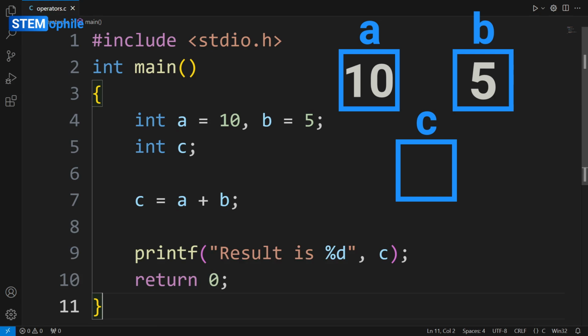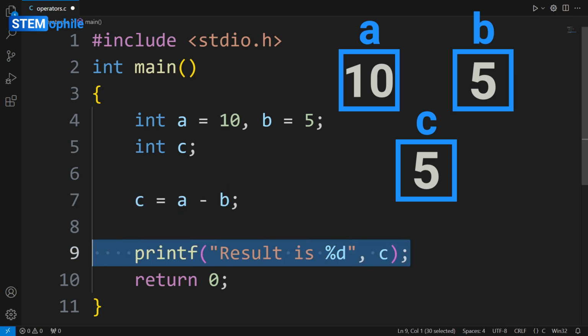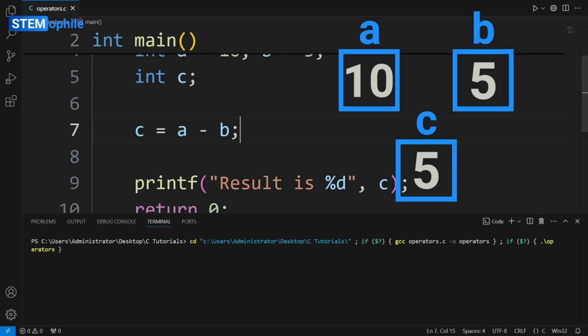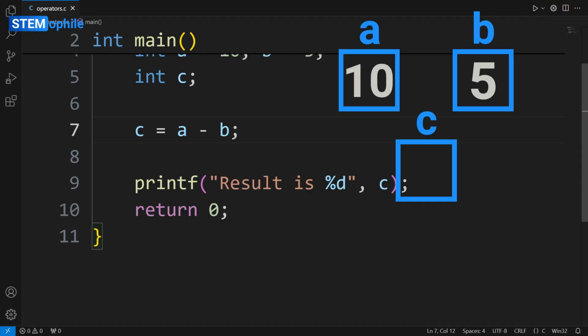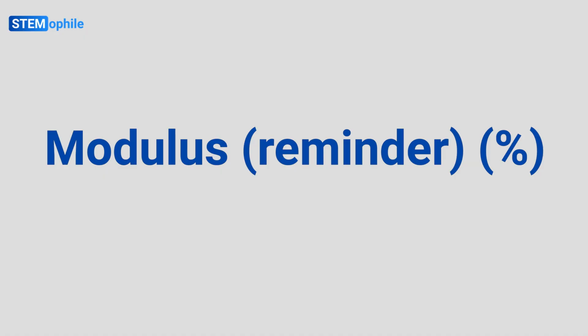Let's do the second arithmetic operation, which is subtraction. Instead of the plus sign, we use the minus sign, which will subtract the value of b from the value of a. So, 10 minus 5 becomes 5 and the result is stored in the variable c. We don't need to modify this line. Let's run it. Now it prints result is 5. For multiplication, we use the star sign, which multiplies the values and stores the result in c.